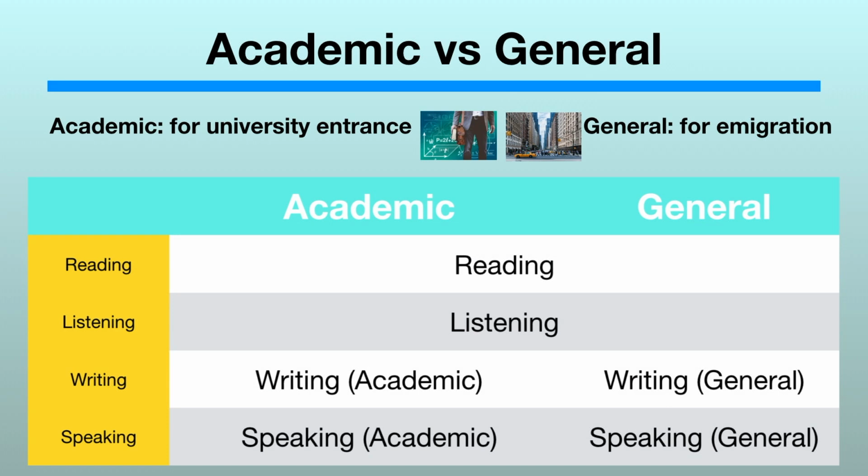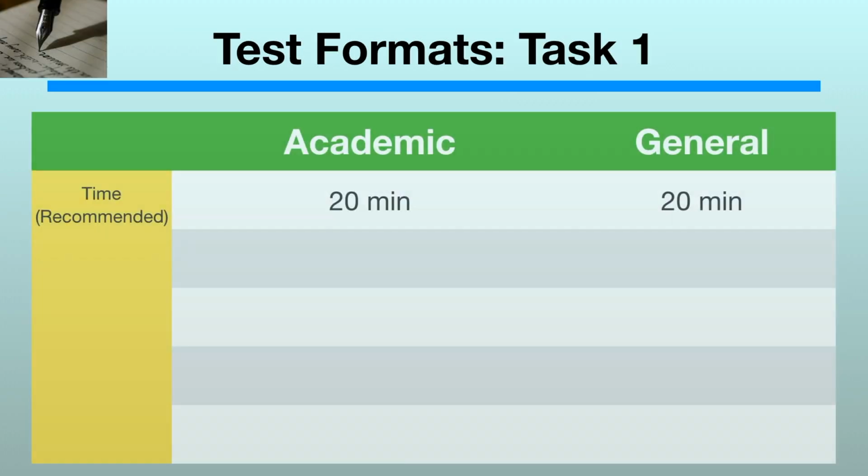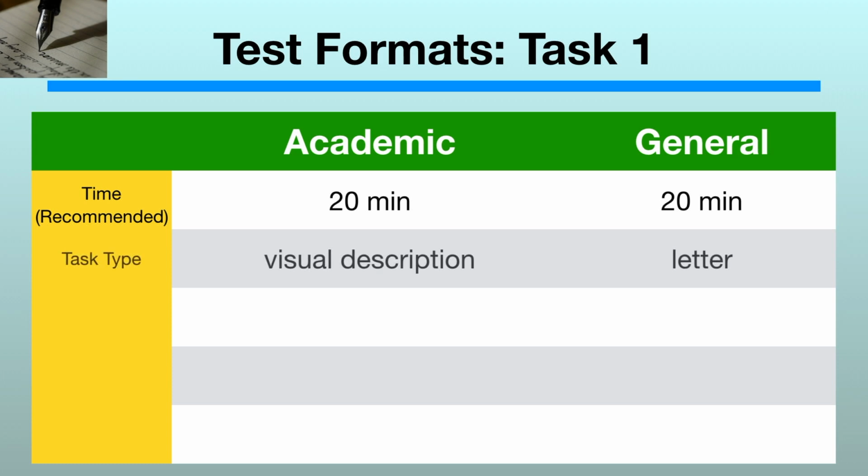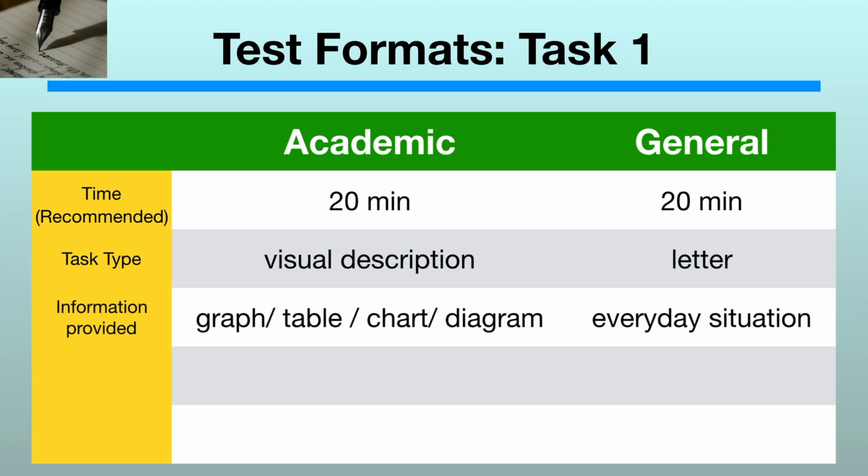In terms of writing, both academic and general have two tasks, and their recommended time allocation is the same. The recommended time for task 1 is 20 minutes. The task type is visual description for academic and letter for general. For academic, you need to describe the main features of a graph, table, charts, or diagram. For example, income level for male and female in a particular country in a particular period.